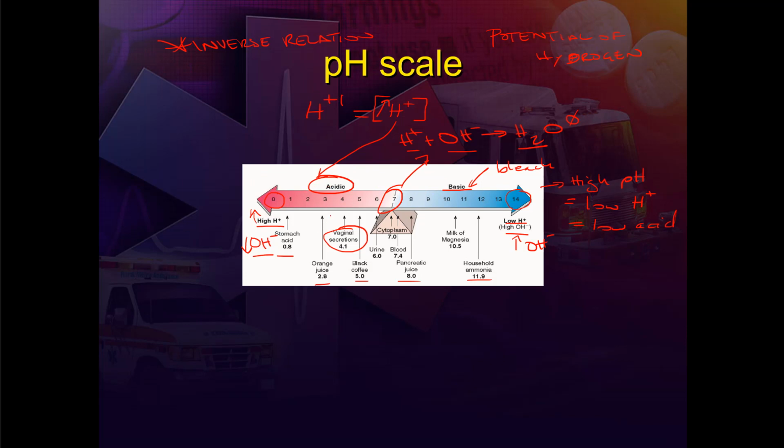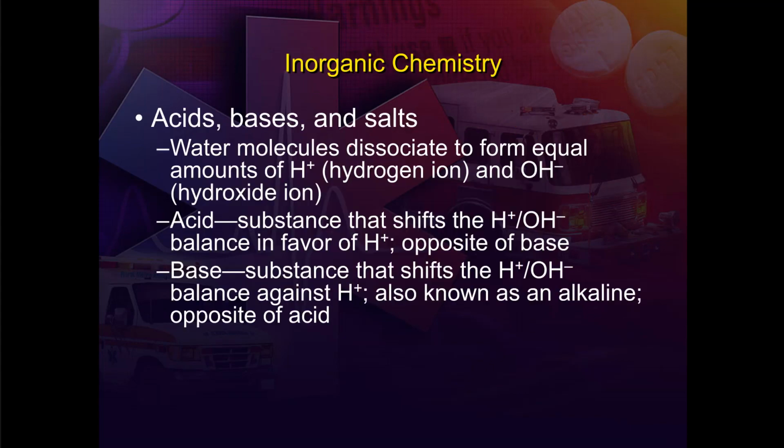So be able to relate this idea that if I give you a number, say a number 8, you can tell me that it is not acidic, meaning it's not high in hydrogen ions, but it's high in hydroxide ions and low in hydrogen ions. So the closer to 0, the more acidic. The further away from 0, the more basic. We're going to talk a lot more in depth on the pH scale and how that's influenced by the way our body works and the buffer systems associated with it. But for right now, that's the gist of it.